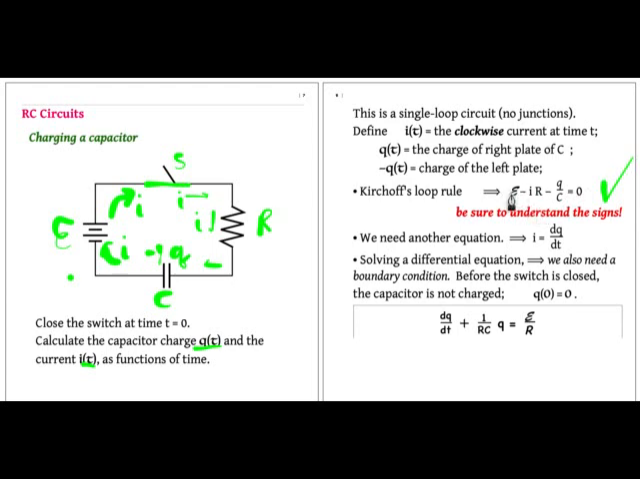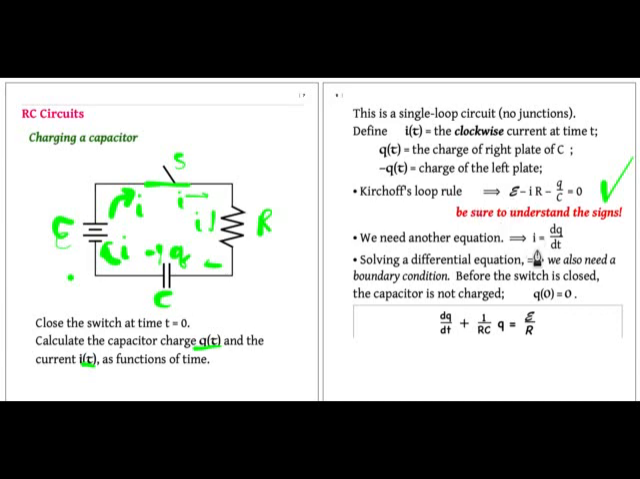And E, I, R, Q over C, those terms are kind of obvious. What's not so obvious are the signs. So be sure that you understand these signs. Now that's one equation for two unknowns. The two unknowns are Q and I. So we need another equation.